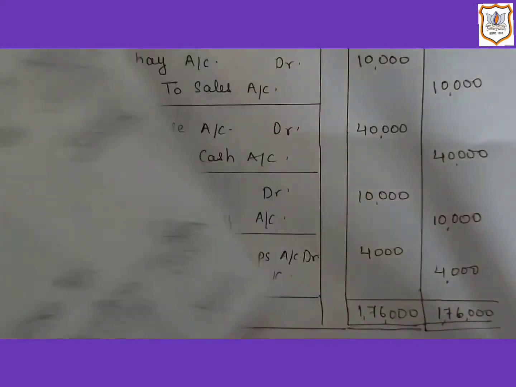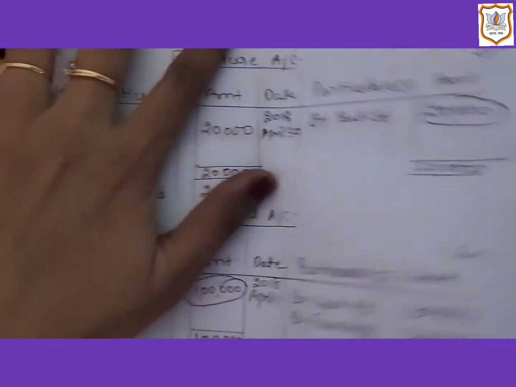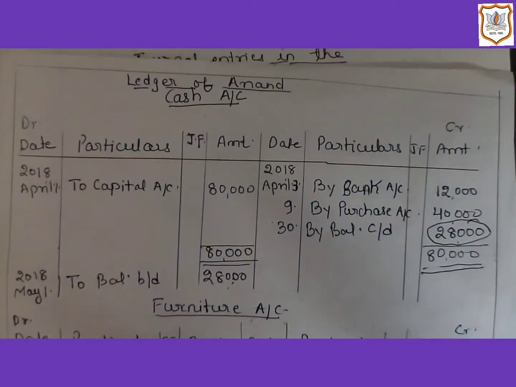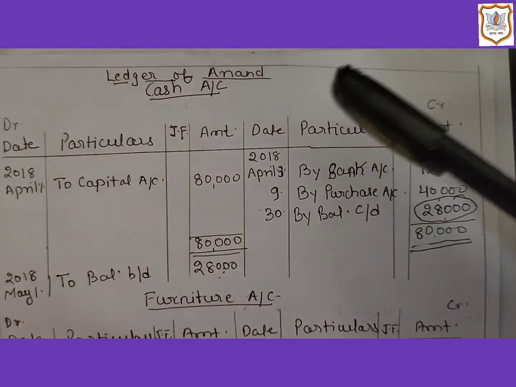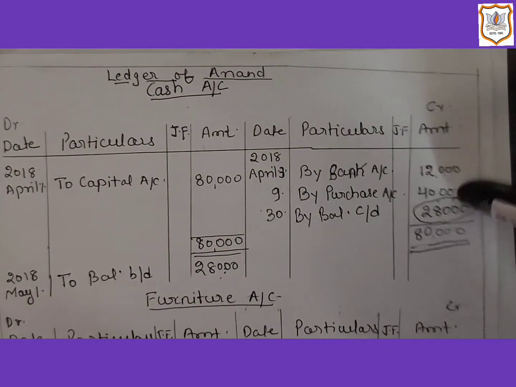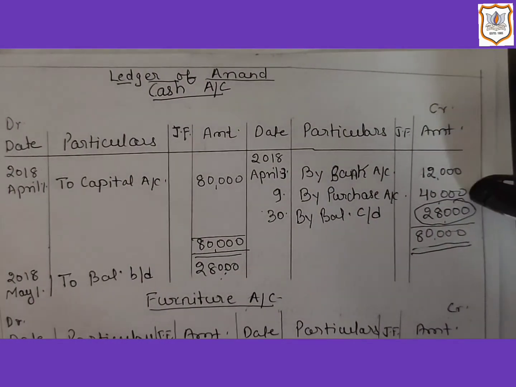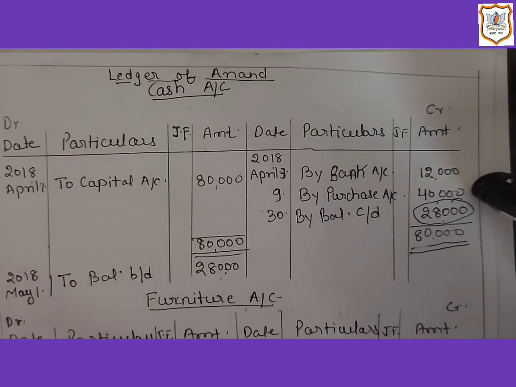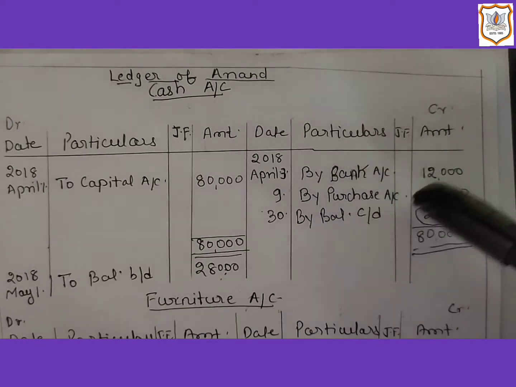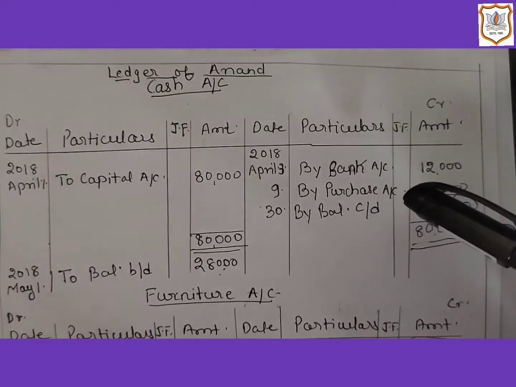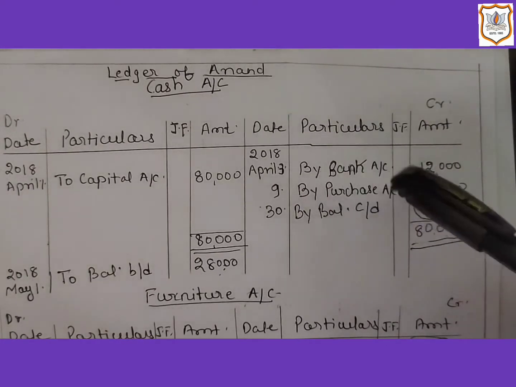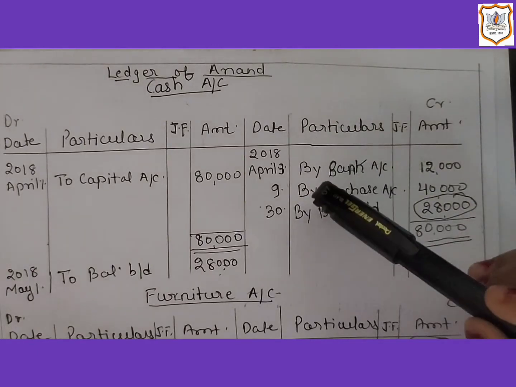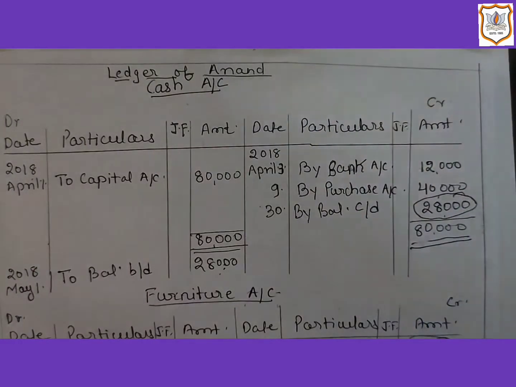Then let us see the posting in the cash account. Here in the entry, the cash account is credited by rupees 40,000. So on the credit side of the cash account, we will write the amount 40,000, and in the particular column, we will write the name of the account having an opposite effect, that is debit effect, and that is the purchase account. So here we will write "By Purchase Account".